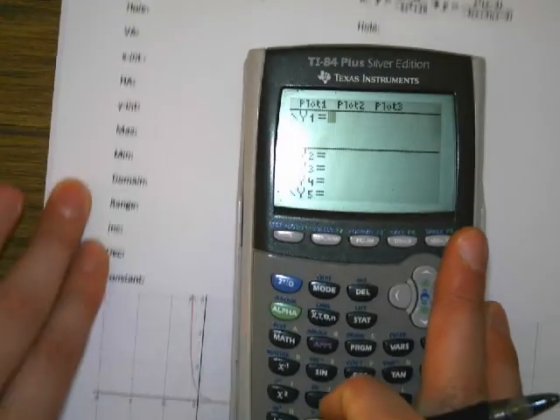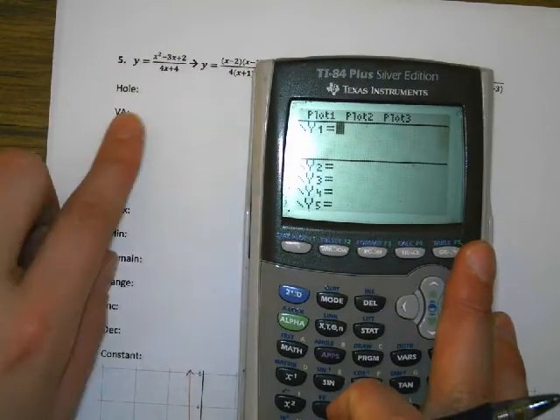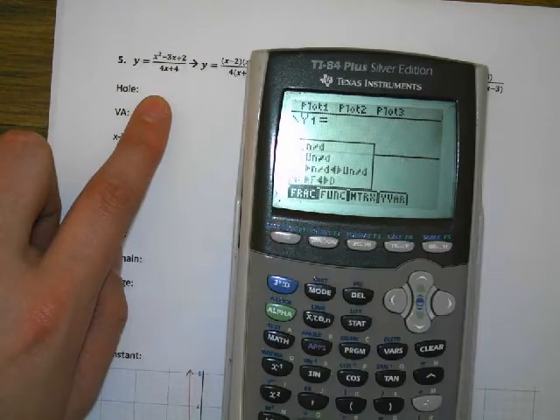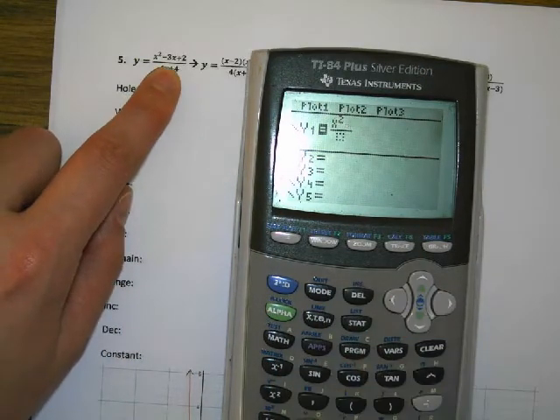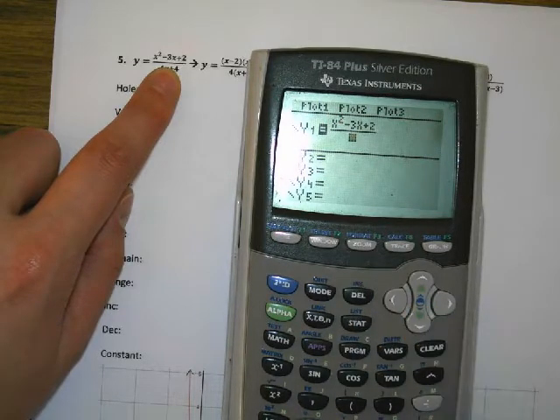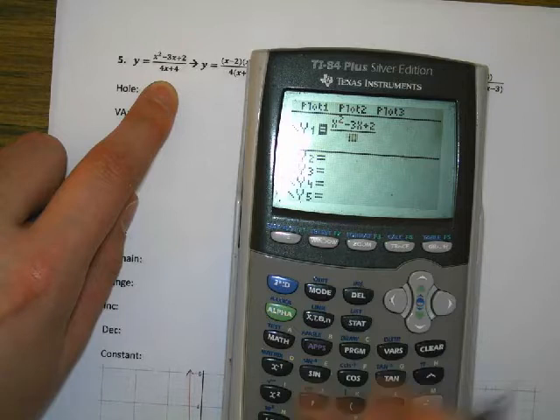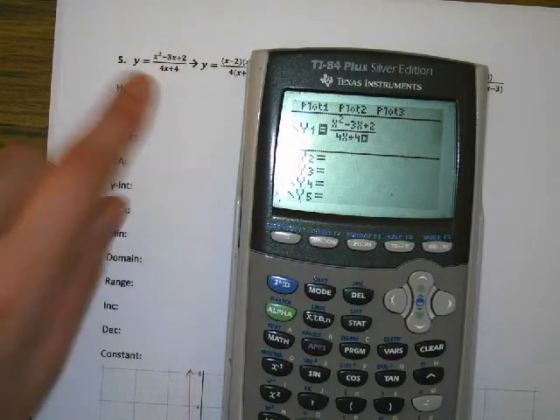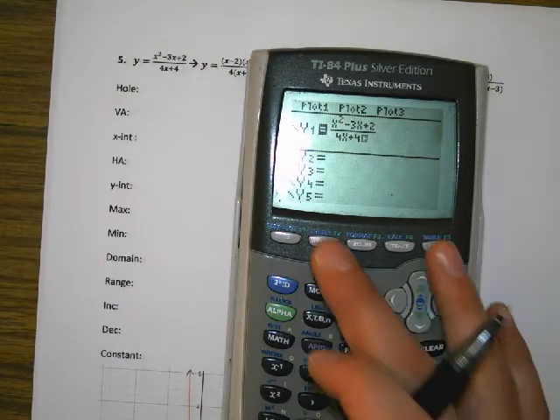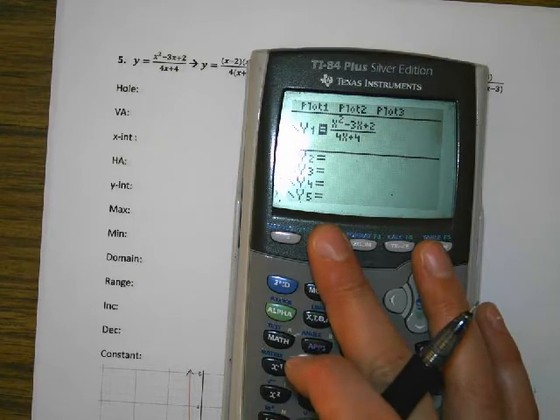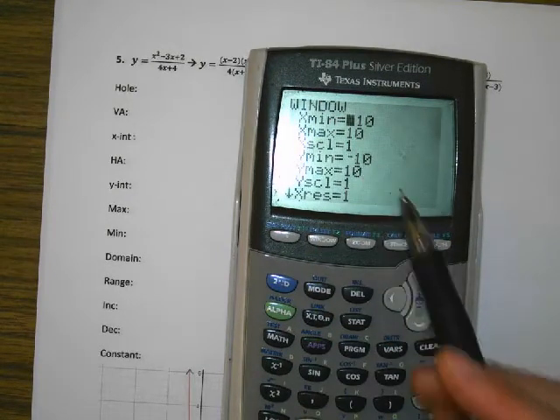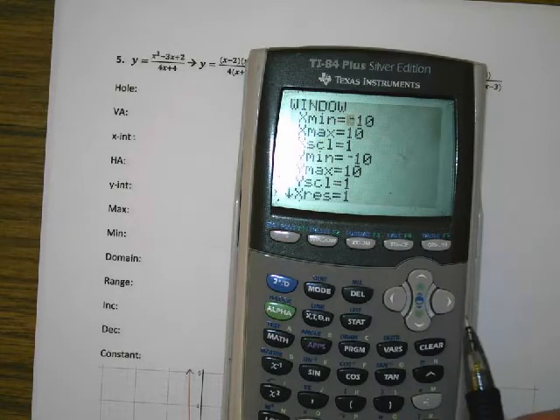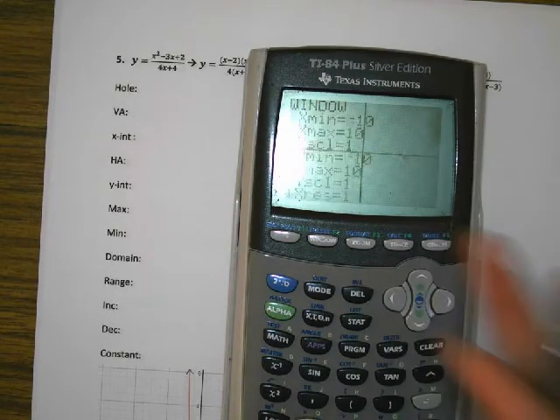So if you guys remember, how do we plug in a fraction? Alpha y equals, and we got x squared minus 3x plus 2, and 4x plus 4. And I don't know if last class messed with the window at all, but the window should just be a normal window. And then you can go ahead and hit graph.